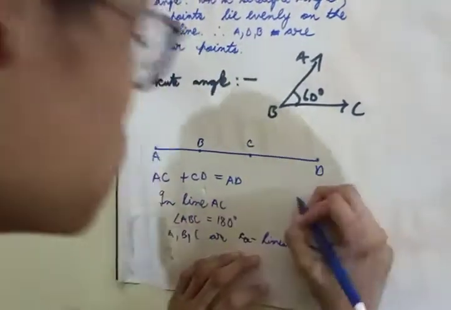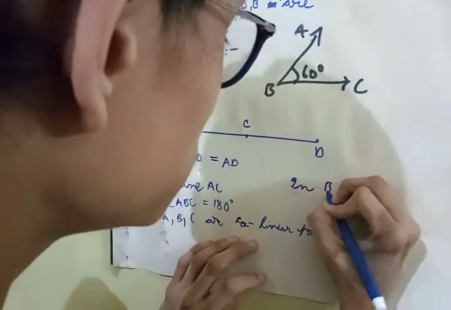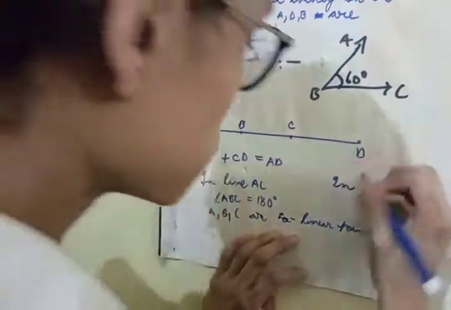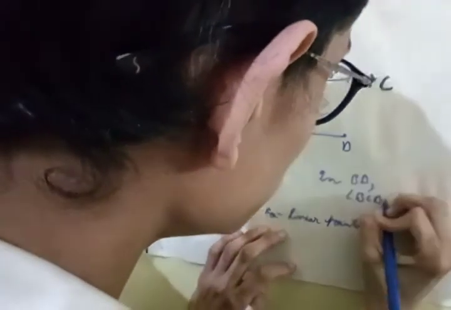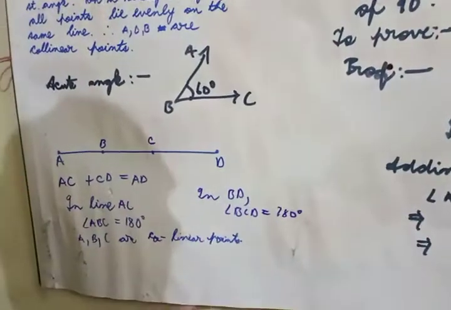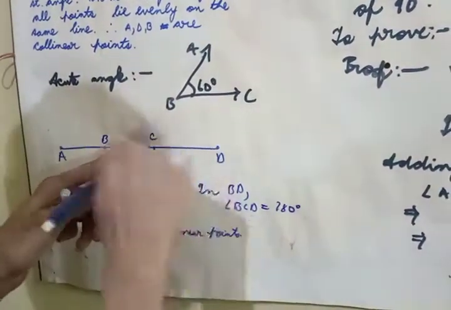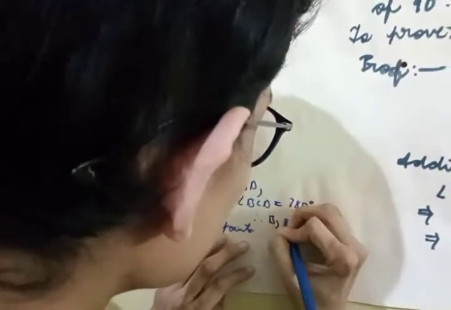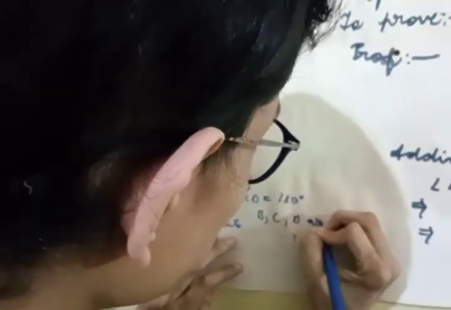So let's see in line BD, angle C is 180 degrees, angle BCD equals 180 degrees, and B, C, D are lying evenly next to each other on the same line BD. Therefore, B, C, D are collinear points.